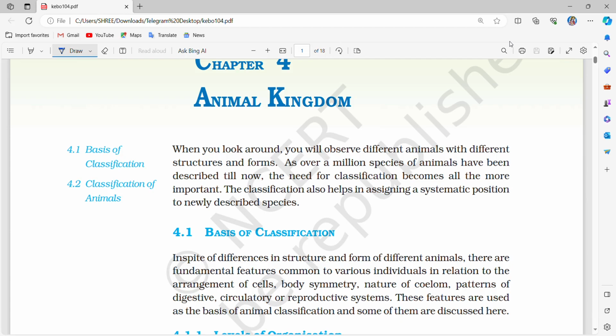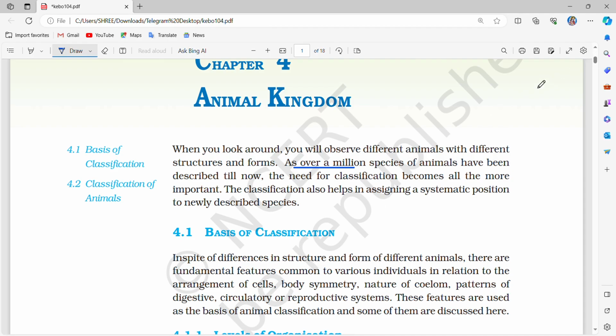You will observe different animals with different structures and forms. As over 1 million species of animals have been described till now, the need for classification becomes all the more important. The classification also helps in assigning a systematic position to newly described species.